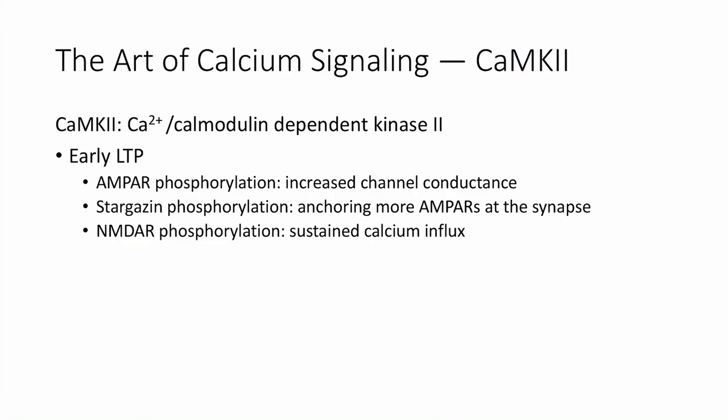Secondly, stargazin phosphorylation. CaM kinase phosphorylates stargazin. Stargazin, named after a mutant mouse, is a transmembrane protein that links AMPA receptors to the postsynaptic density. So, this allows more AMPA receptors to be recruited to the synapse, further enhancing synaptic strength.